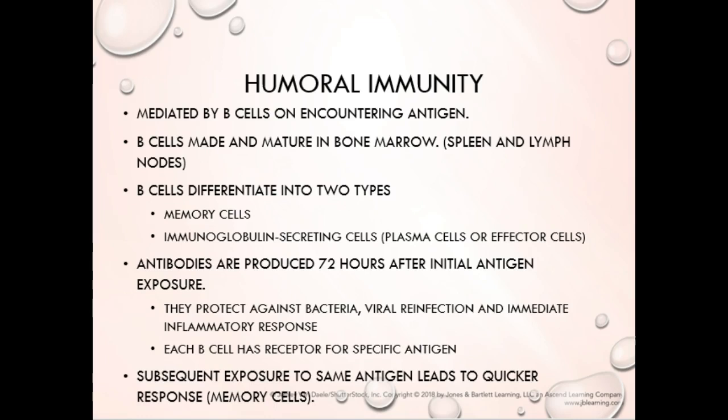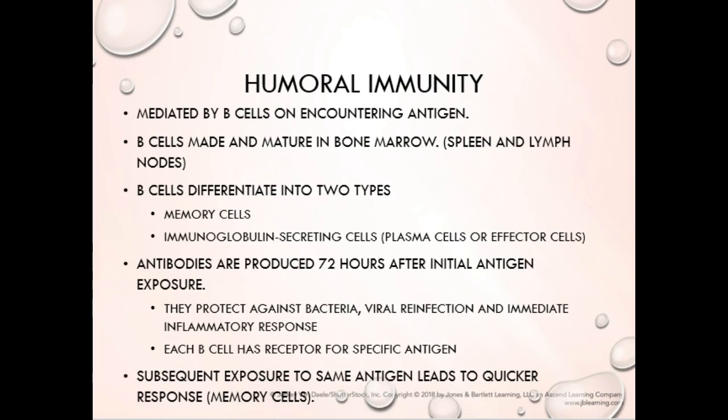So these B cells are made and mature in the bone marrow. I've also read that they'll mature in the spleen and the lymph as well, but they're called B cells because they mature in the bone marrow. Thank God something makes sense. And that's what we'll go with, but I just put a little sidebar there that they mature in the spleen and the lymph. And they're also found in the spleen and the lymph nodes. They will differentiate once they're created into memory cells or immunoglobulin secreting cells.